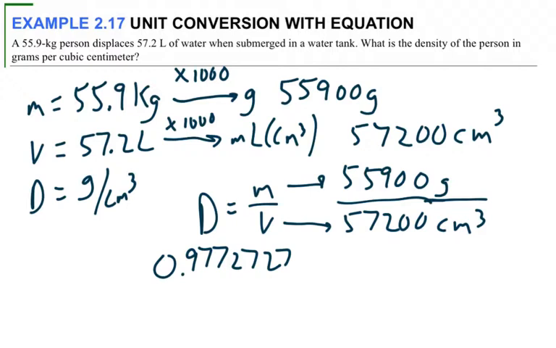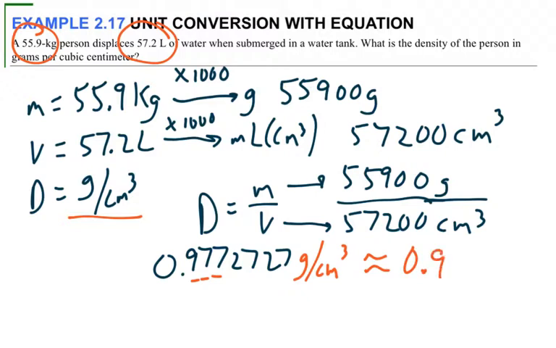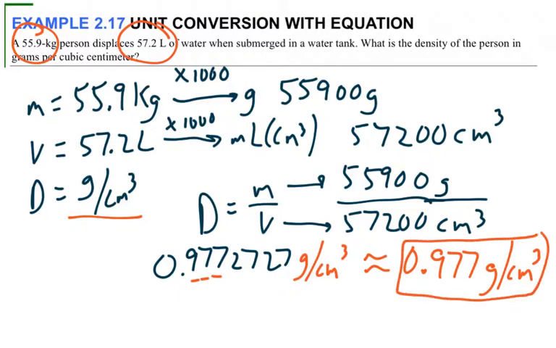Now, if you look at the original problem, this guy has 3 significant figures. This guy has 3. So we're going to round our answer to show 3. And notice that the units are already grams over cubic centimeter, which is what we want. So our final answer, once it's rounded, it'll end up being 0.977 grams per cubic centimeter. And I'll leave it right there. So that'll be the answer. Okay? So we have one more that we're going to do, which has a little challenging component.